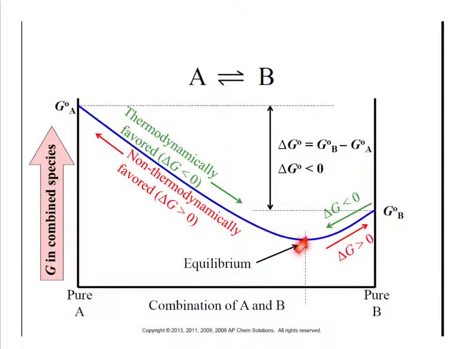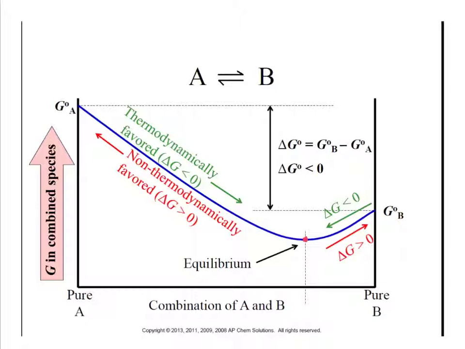And same thing with the other direction. If it tried to produce more B, we can see that's not a thermodynamically favored process because it's positive. But if it did happen, then it becomes thermodynamically favorable for it to move back down to that point right there. So as a result, the system will stay at that equilibrium, because any budge from left to right is going to be pushed back by free energy.